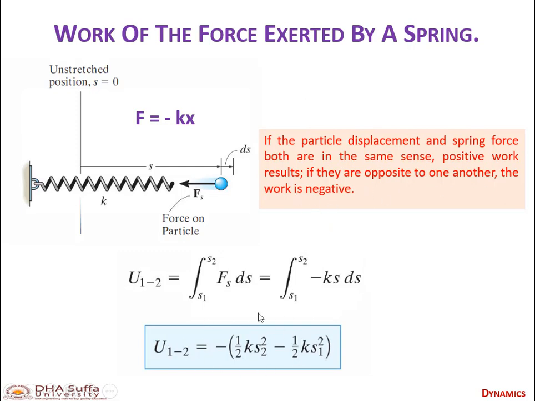So actually, in general we need to have this minus sign because of the force. When you are elongating the spring, although you are stretching it and increasing the length, the force is in the opposite direction. So when you integrate this relation with k as a constant and ds as the variable, you get a pretty simple integration: 1 upon 2 k s2 square minus 1 upon 2 k s1 square. So this is the relation for the work done by the spring.